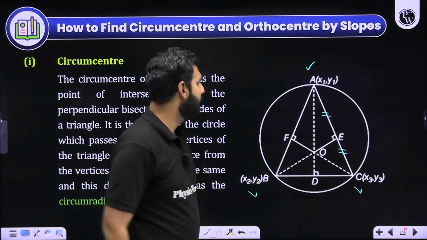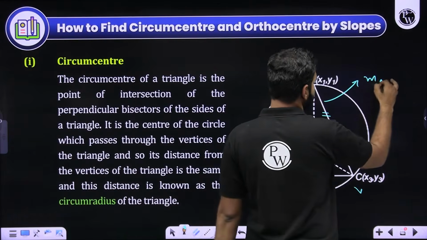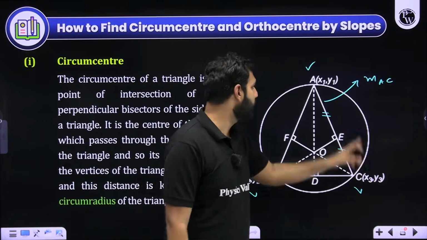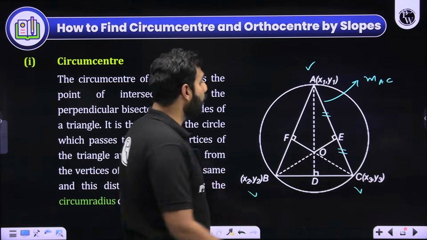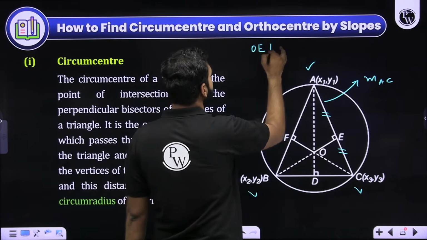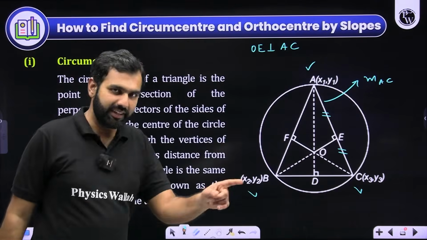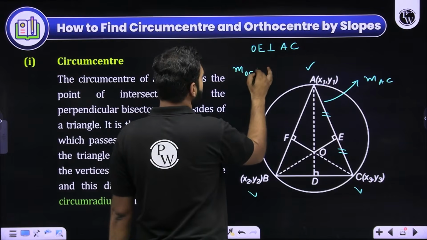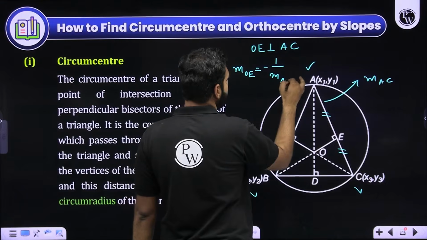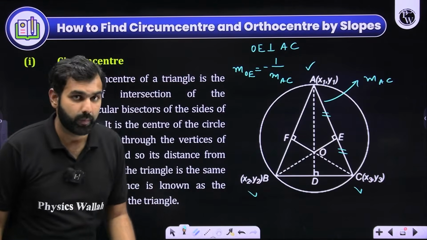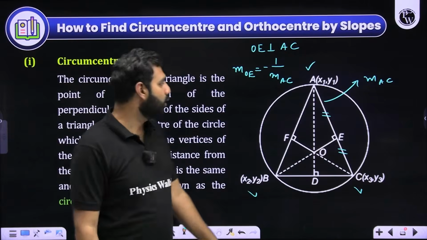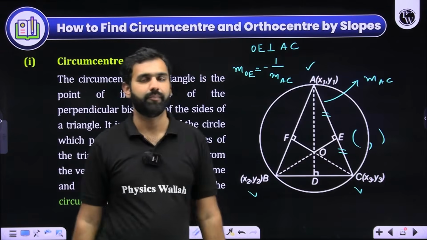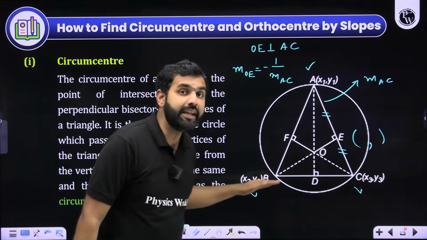Once you have found E, can you help me with the slope of AC? You can find the slope of AC. How? Because the slope of AC will be y3 minus y1 upon x3 minus x1. What is OE? We know that OE is perpendicular on AC. So if OE is perpendicular on AC, the slope of OE will be the negative reciprocal of the slope of AC, because their product should be -1 since these two lines are perpendicular. And we know that OE passes through a point E whose coordinates we know because E is the midpoint of AC. So can I not write the equation of OE, the perpendicular bisector?